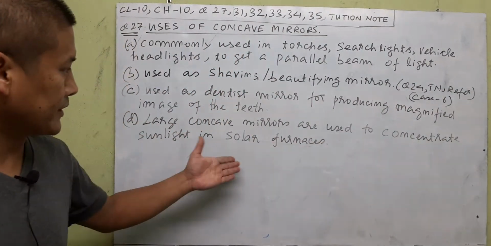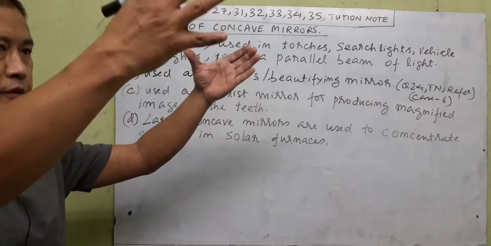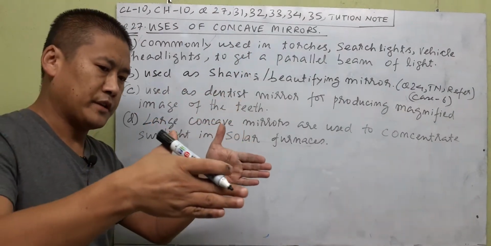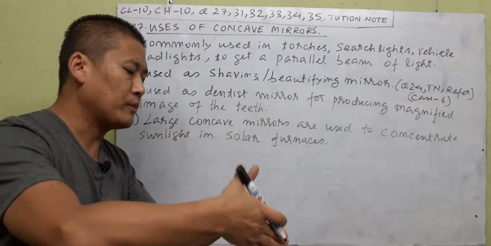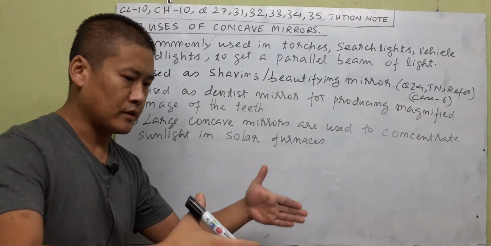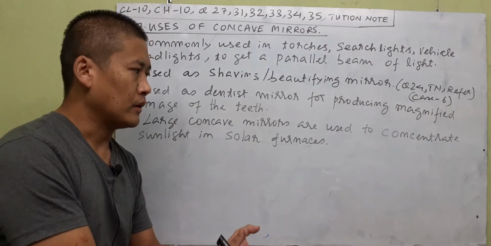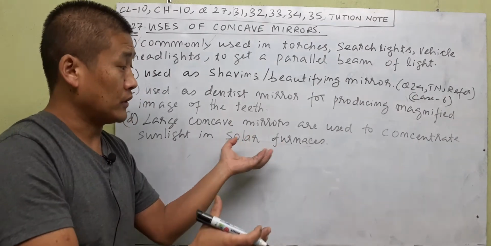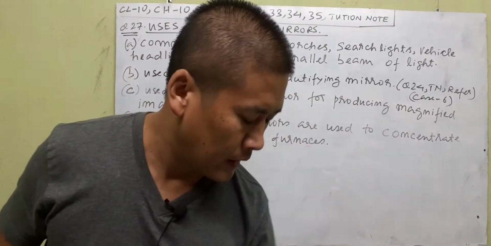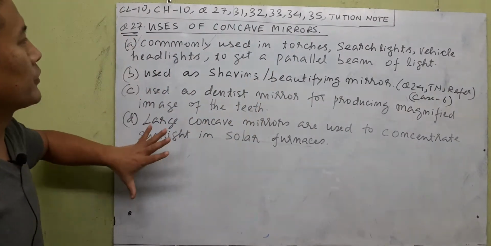So this concave mirror will be able to collect so many rays of the sun, thousands and thousands of sun rays, to a small place in the box of the solar cooker. So many rays are concentrated, means brought together, then it produces enough heat to cook the food or boil the water, etc. Okay, so those are the main 4 uses of concave mirrors.